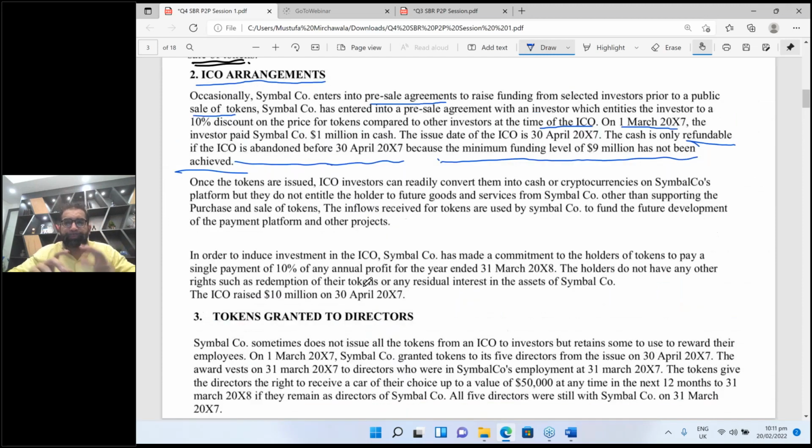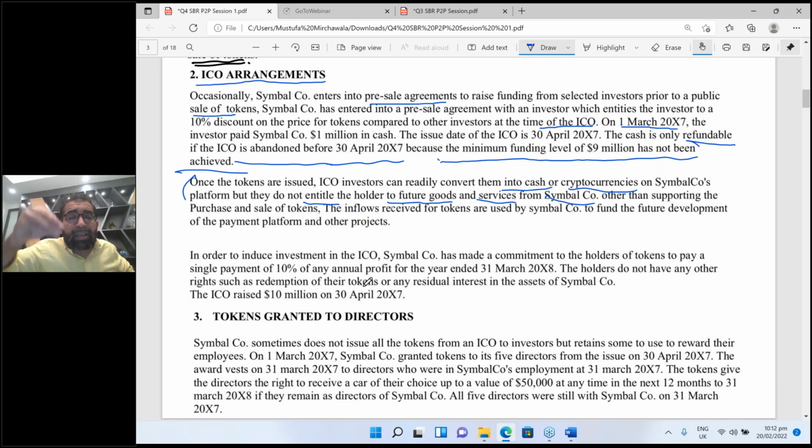Okay, now next step, this 31st March X7 gone. Next para: once the tokens are issued, let us say we are on 30th April X7. Once the tokens are issued, ICO investors can readily convert them into cash or cryptocurrencies on symbol company's platform. But they do not entitle the holder to the future goods and services from symbol company.